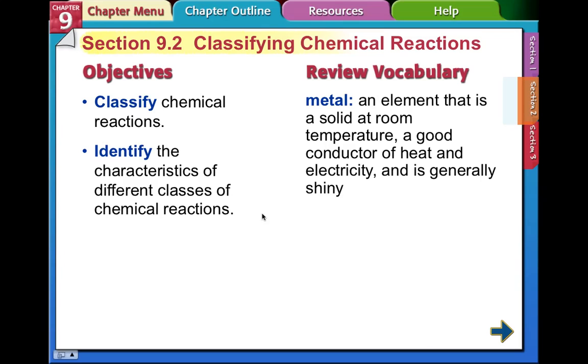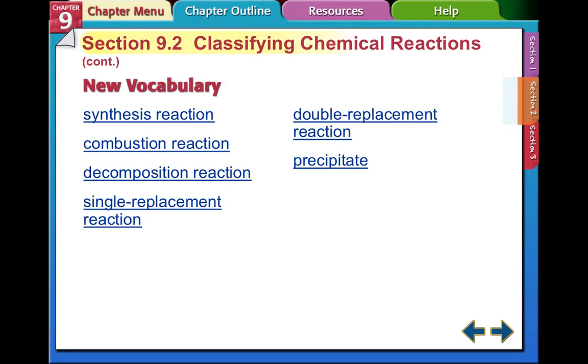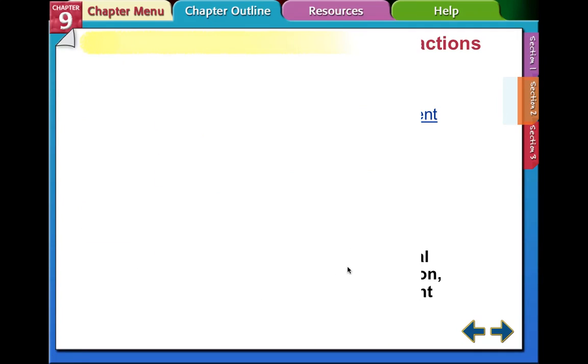Remember that a metal is an element that is solid at room temperature, a good conductor of heat and electricity, and is generally shiny. The new vocabulary that we have for this section: a synthesis reaction, a combustion reaction, decomposition reaction, single replacement reaction, double replacement reaction, and precipitate. Main idea for this section: there are 4 types of chemical reactions: synthesis, combustion, decomposition, and replacement.